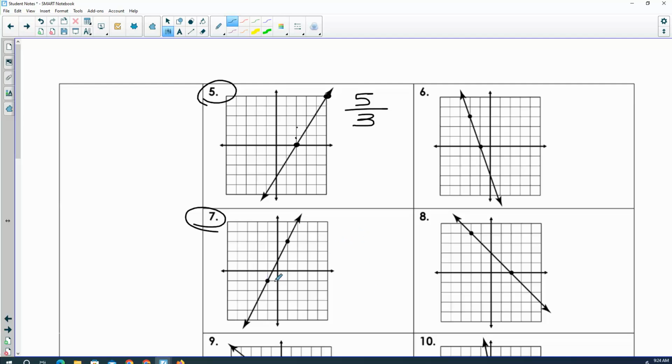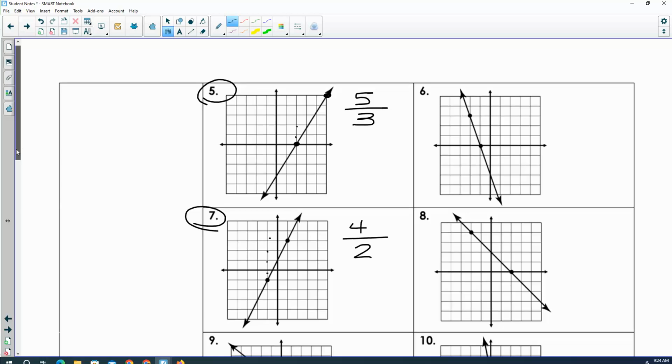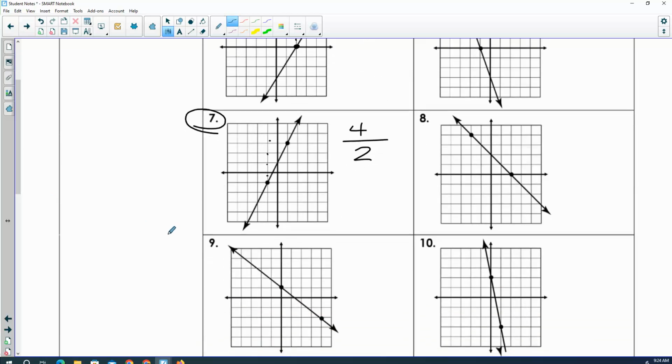Number 7, you go up 1, 2, 3, 4, and over 2, so 4 over 2. Would you leave that for your final answer? No. What is 4 divided by 2? 2. So we want to put it in lowest terms if we can.